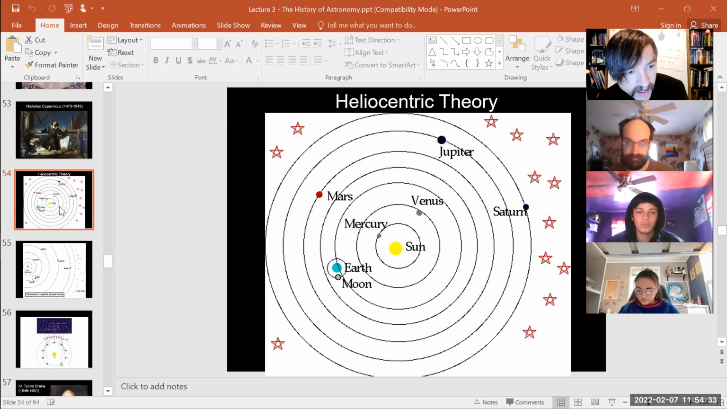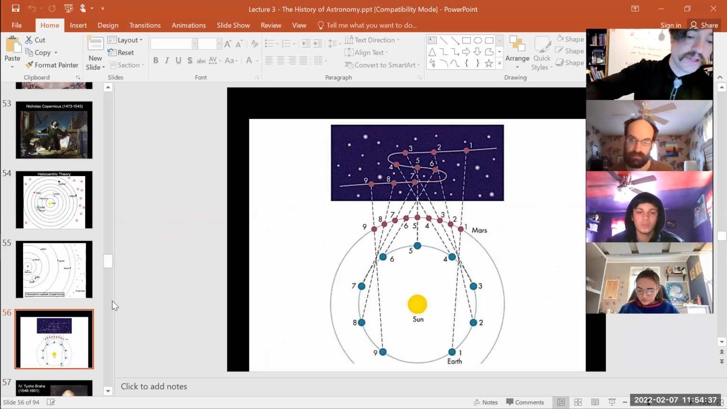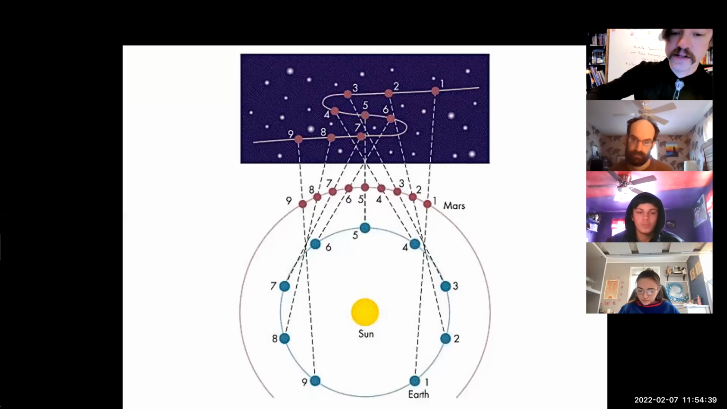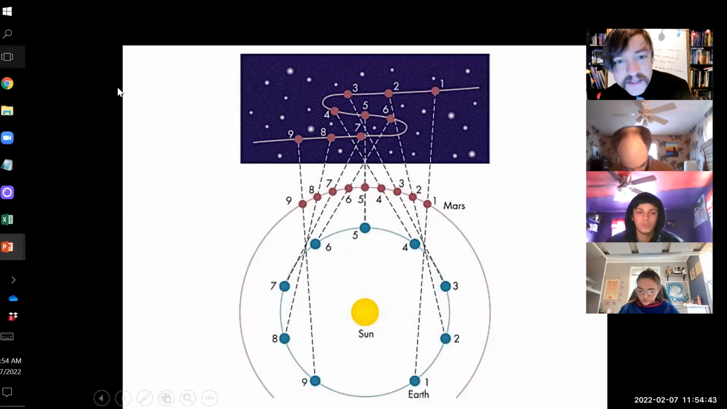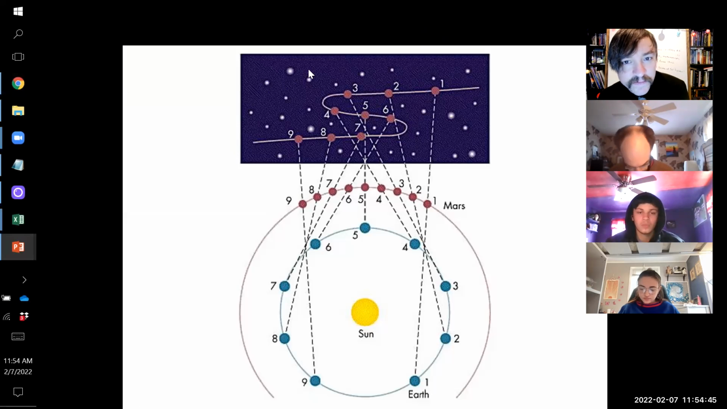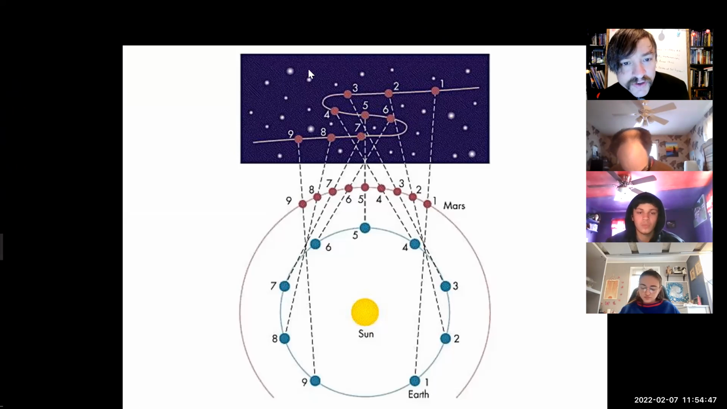By placing the sun in the center of the solar system, Copernicus had discovered the true reason for retrograde motion. It was simply an artifact of what we last time called parallax. It's a geometrical illusion caused by Earth going past the planets in its orbit.